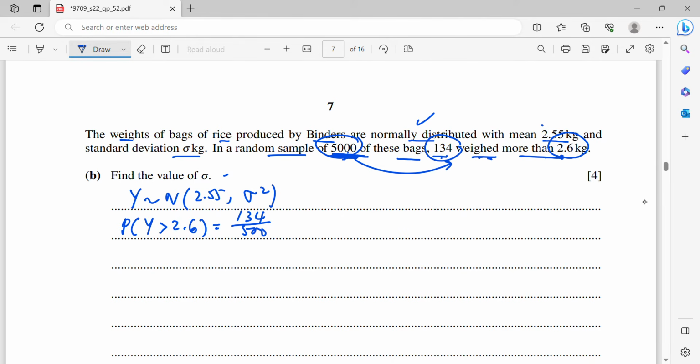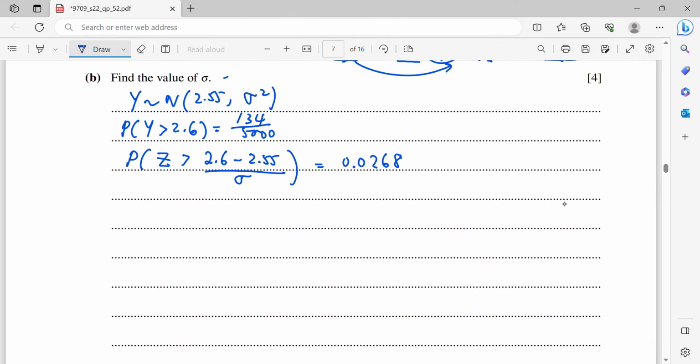So now, again, your Y is normally distributed, which means that we have to standardize it. So when I standardize, I will get P(Z > (2.6 minus 2.55, which is our mean) over the standard deviation), which equals 134 over 5,000. 134 over 5,000 is 0.0268. So now I have to draw the graph to decide where this line is. 2.6 minus 2.55 over sigma, where is it?